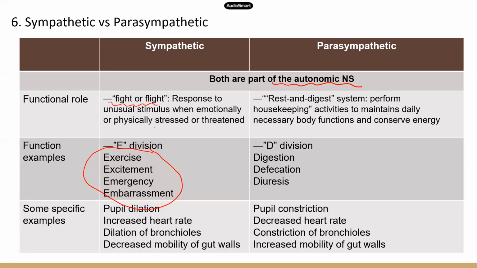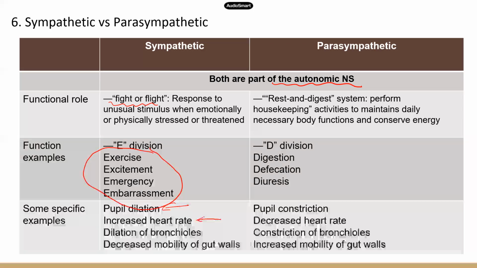And there are some specific examples when the sympathetic response is activated. The pupils are dilated so that there's more light to go into your eyes so that you can see better, you can respond better. Increased heart rate, right, to pump more blood into your brain, into your skeletal muscles. Dilation of the bronchioles so that you can breathe in more air and oxygen, right, again, to support the brain and the muscles. Decreased motility of the gut walls because you want to use all the energy to respond, right? You don't want to waste any energy for digestion, right? Functions that don't help you in emergency situations.